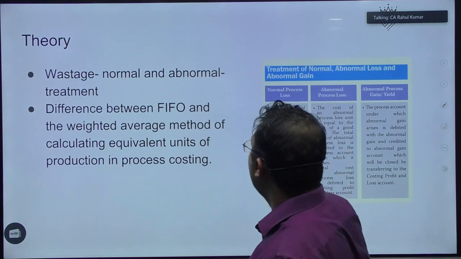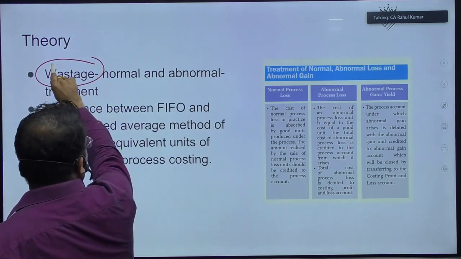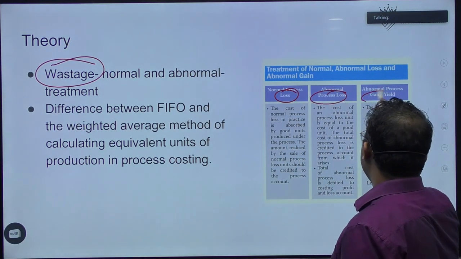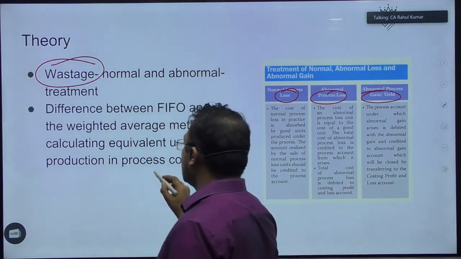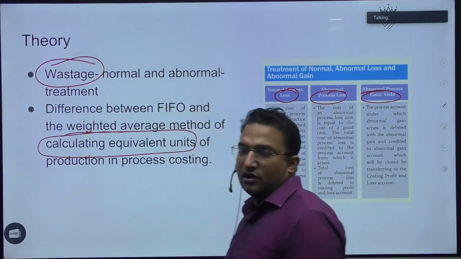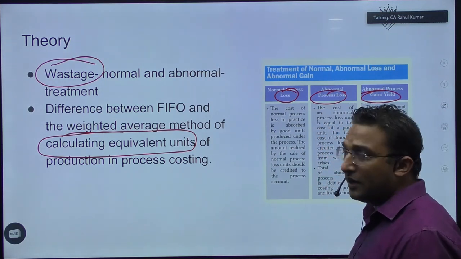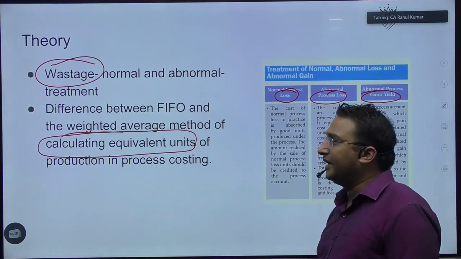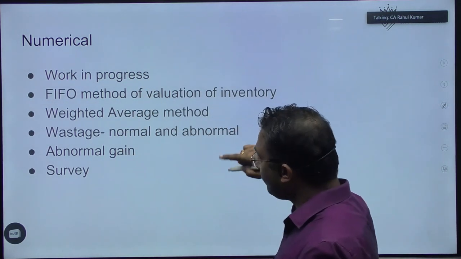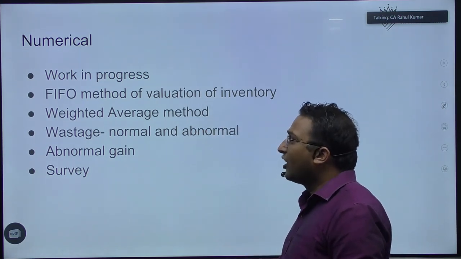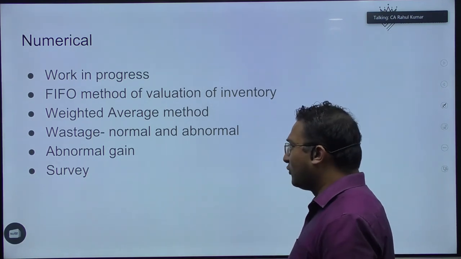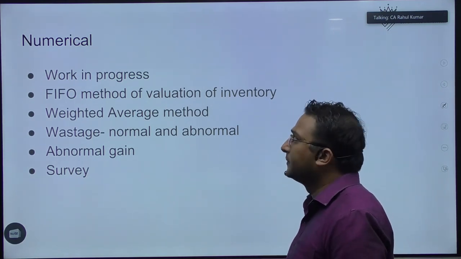In the theory part, they will ask mostly about the wastage, okay, the loss, the normal loss, and abnormal gain or yield, right? Or they will ask the calculation of equivalent unit, how to calculate the equivalent unit in the process costing. So in the theory part, they're asking this question and they are repeating these questions, okay, multiple times. Similarly, in the numerical, they will ask you the calculation of work in progress, FIFO method of valuation of inventory, weighted average method of calculation, then wastage, normal and abnormal, the abnormal gain, and the survey.